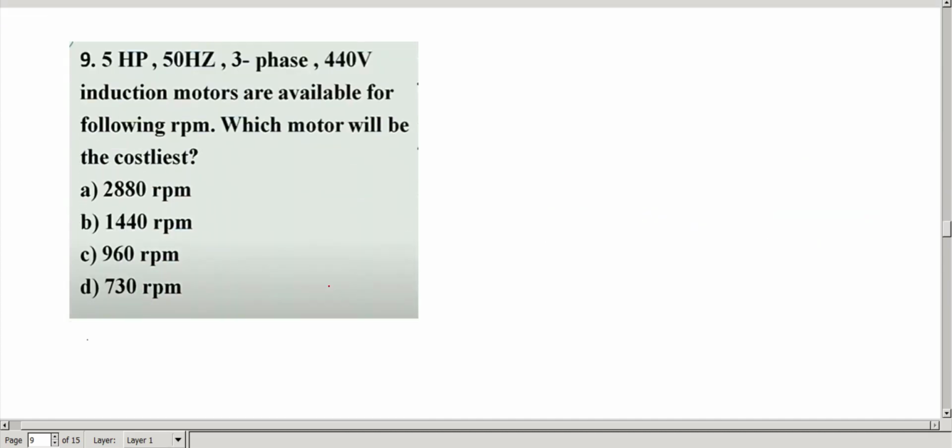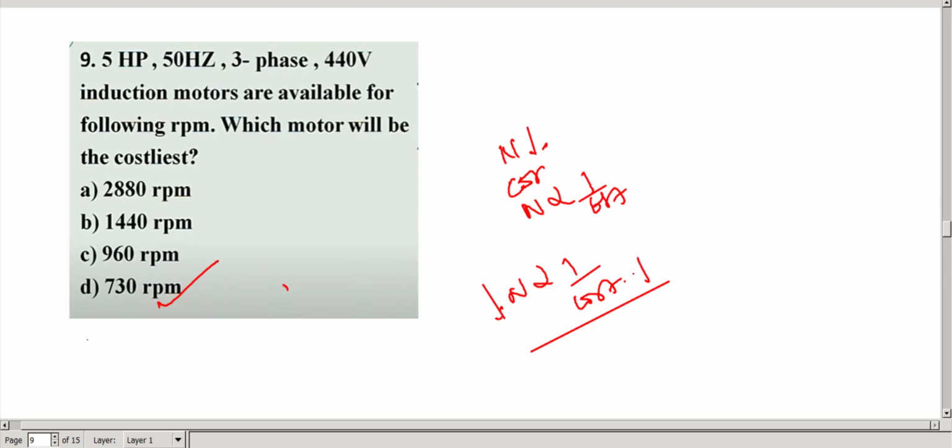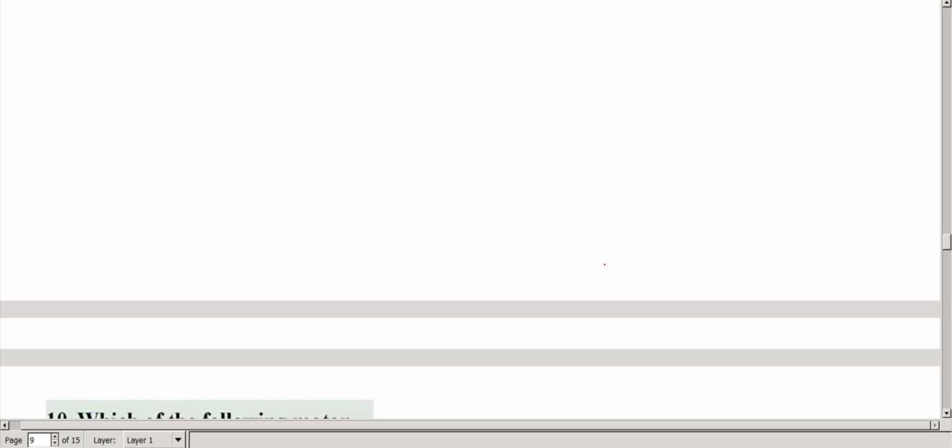Let's see here. 5 horsepower, 50 Hz, 3-phase, 440 V induction motors are available for the following RPM. Which motor is costliest? Think once. I am giving the answer here: 730 RPM. How, when speed is reduced, is the cost increased? Speed is inversely proportional to cost. How will it relate? Speed decreases, cost increases. Think once and put your answer in the comment box.